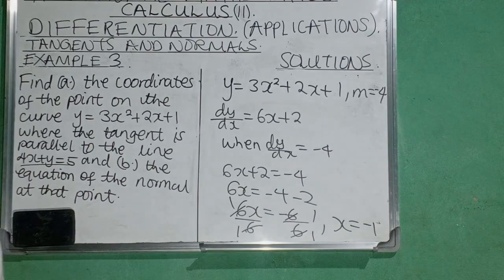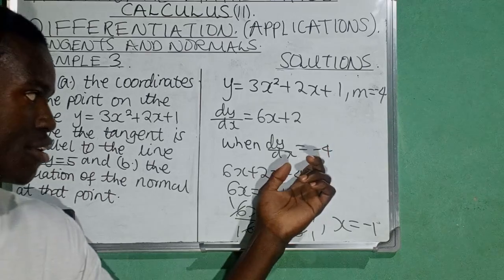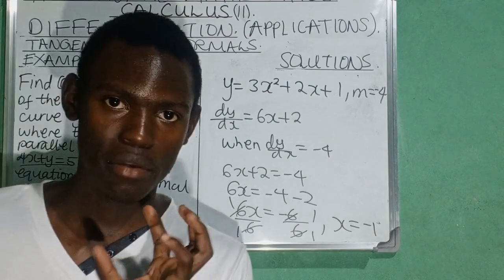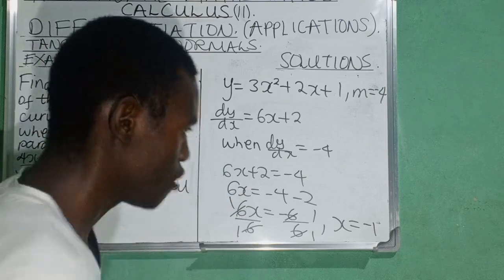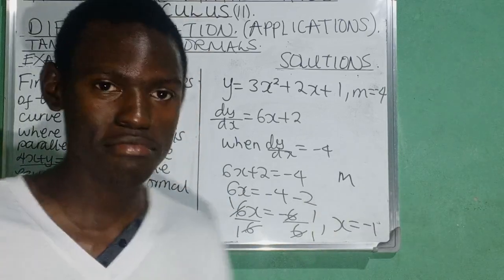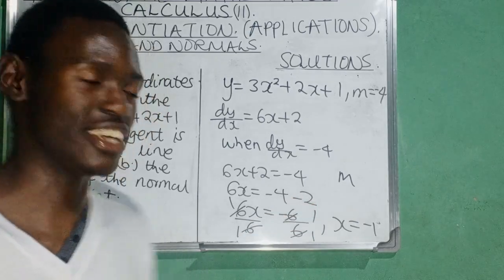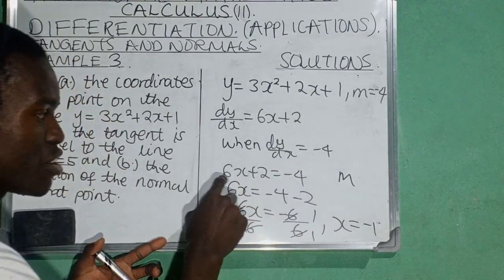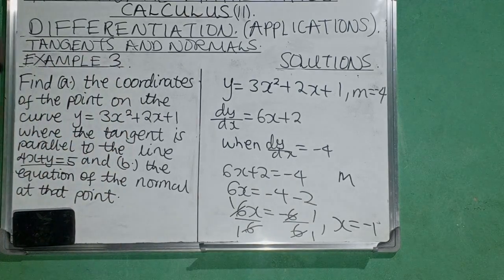So what we have found actually is, because we were saying that when dy dx is equal to negative 4, it means that we already know the gradient. dy dx is a function that's used to find m. And what is m? m is the gradient. So it's a function used to find the gradient. Because we already know that our gradient is negative 4, whatever we have here should equal negative 4, and therefore we found our x to be equal to negative 1.